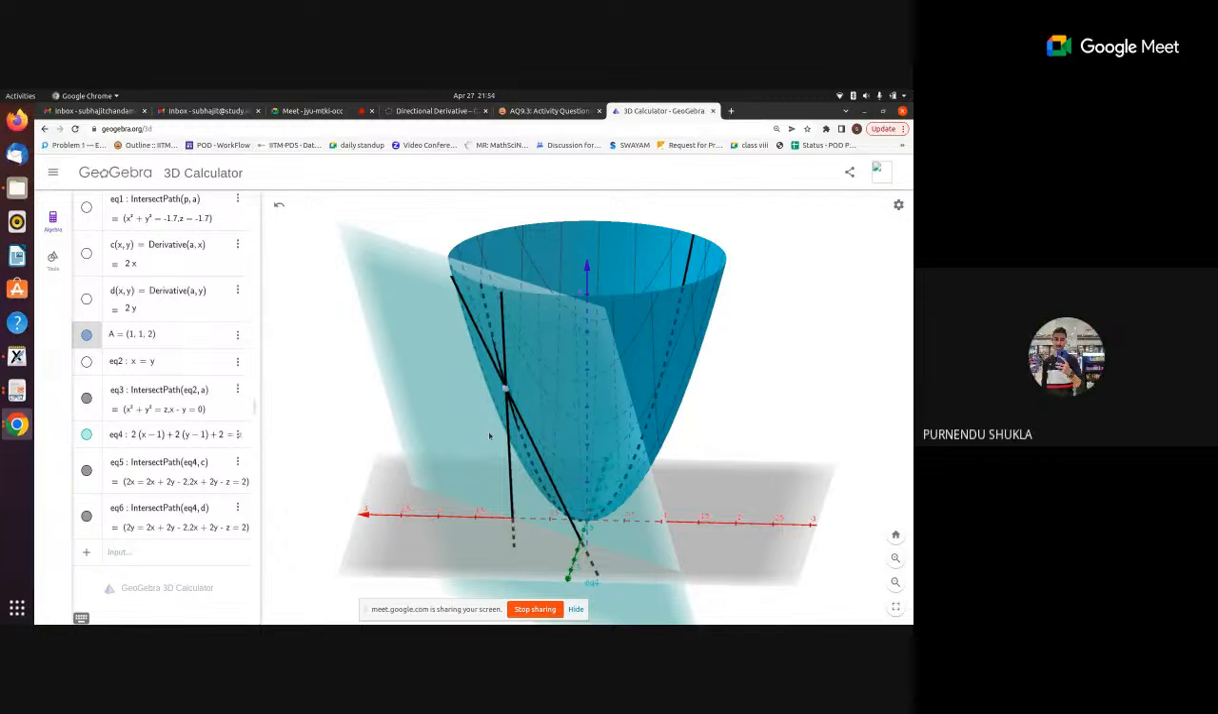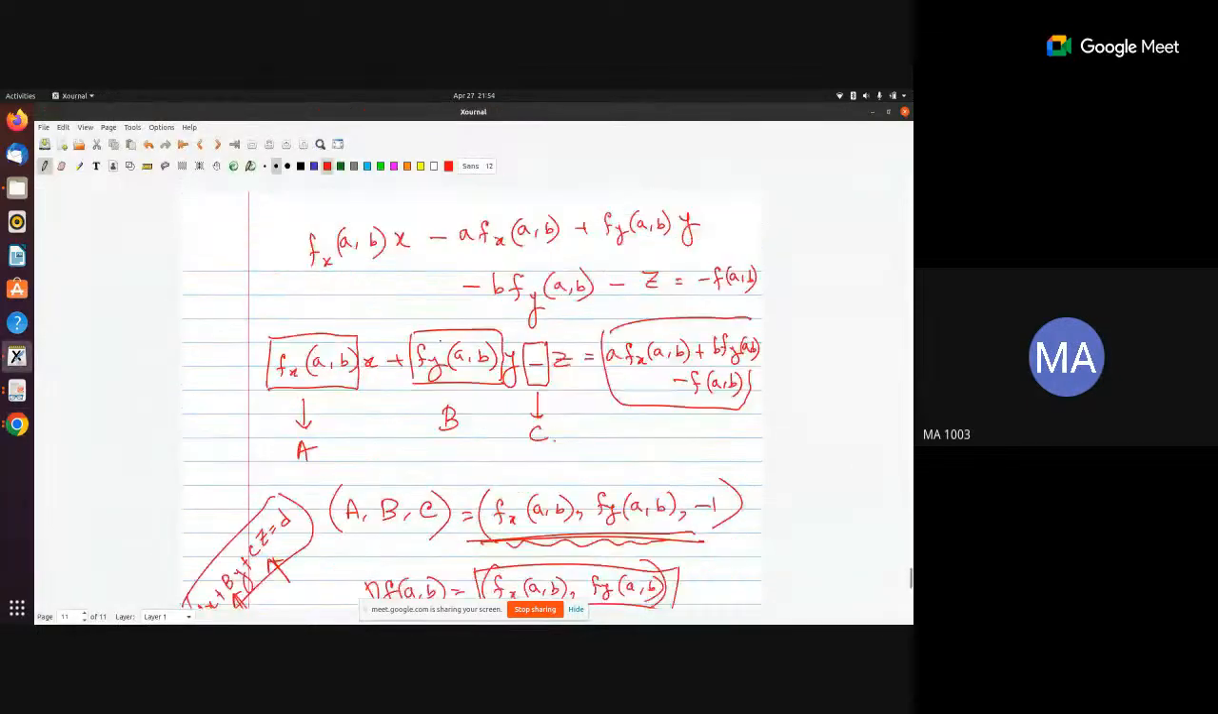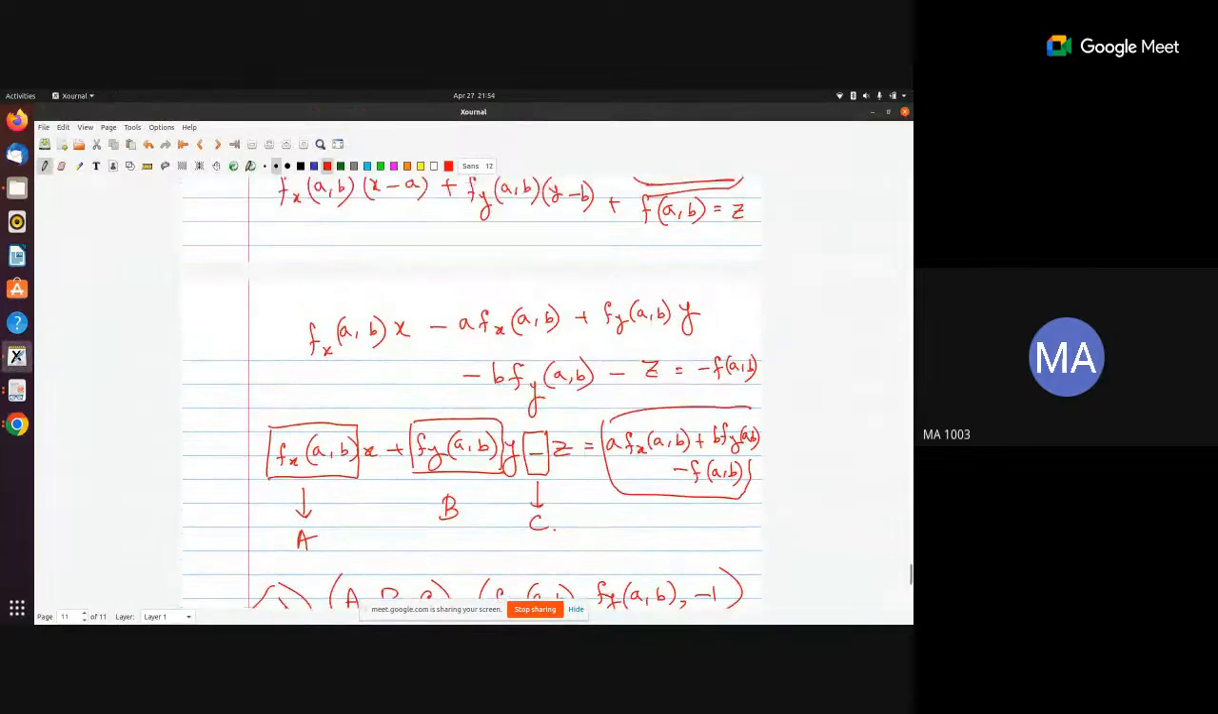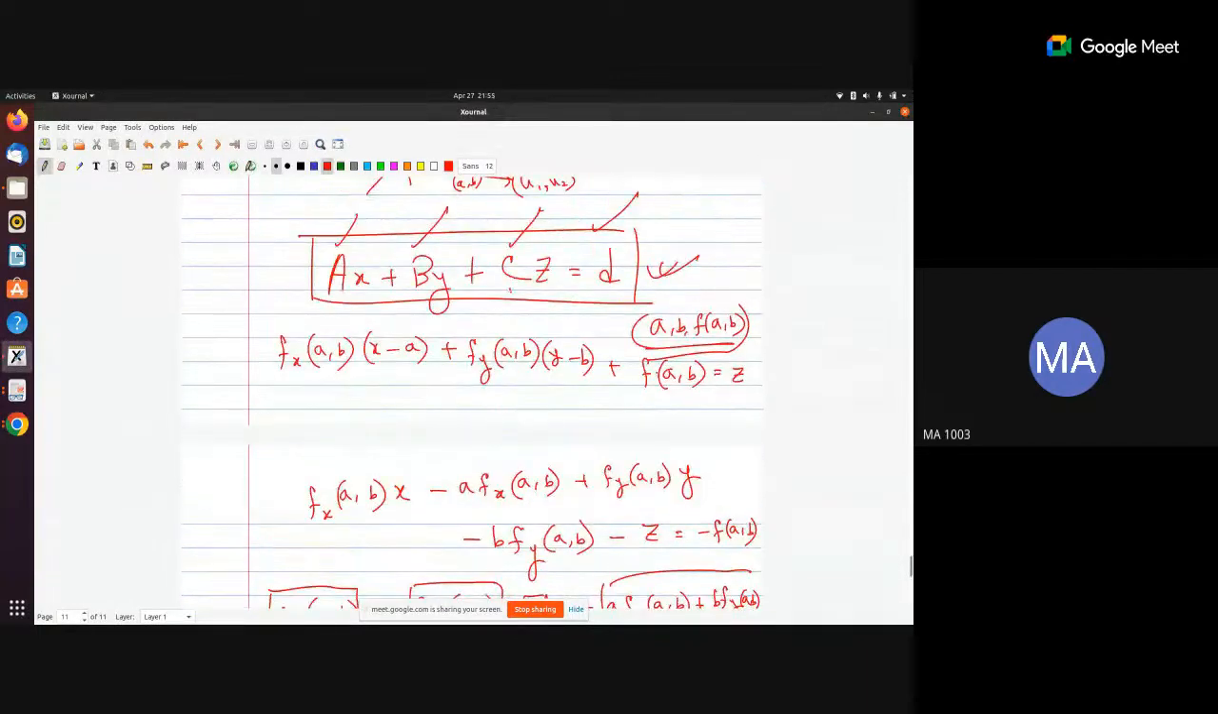Anyone has any doubt in this? So will it always be minus 1? The third vector is always minus 1, because that's how the tangent plane is formed. What is the coefficient of z? That is minus 1. So that is the tangent plane.